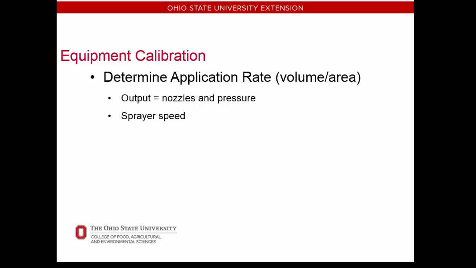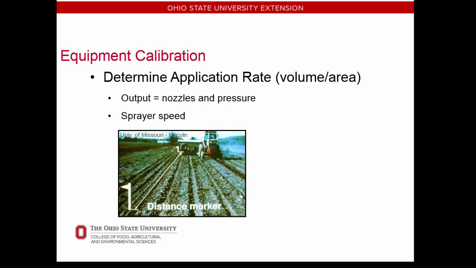So the basis of calibration is determining application rate. Application rate is a function of sprayer output and sprayer speed. Sprayer output is simply the amount delivered over time. It is controlled by nozzle size and pressure. Sprayer speed determines area over time.